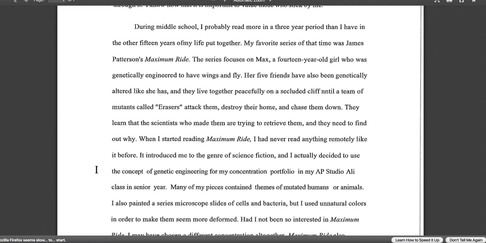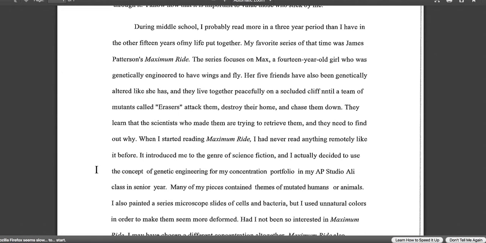So it says, during middle school, I probably read more in a 3-year period than I have in the other 15 years of my life put together. My favorite series of that time was James Patterson's Maximum Ride. The series focuses on Max, a 14-year-old girl who was genetically engineered to have wings and fly. Her 5 friends have also been genetically altered like she has, and they live together peacefully on a secluded cliff until a team of mutants called Erasers attack them, destroy their home, and chase them down.